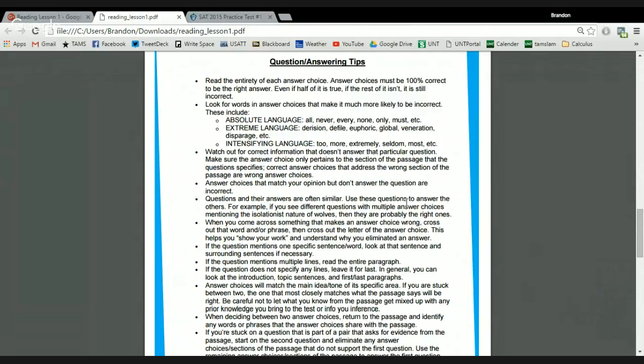Questions and their answers are often similar. Use these questions to answer the others. For example, if you see different questions with multiple answer choices mentioning the isolationist nature of wolves, they're probably the right ones.